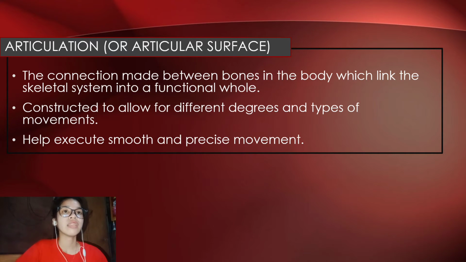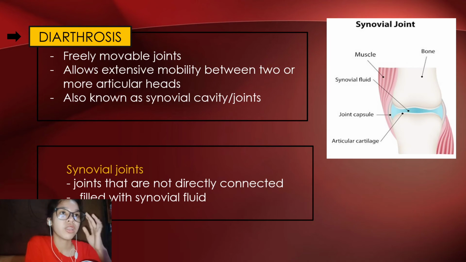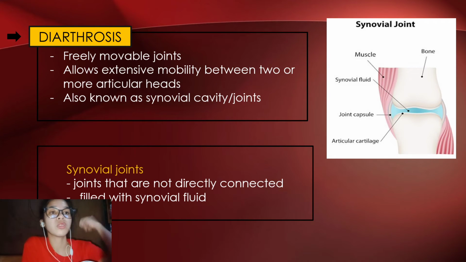So now, let us proceed to the three types of joints: diarthrosis, amphiarthrosis, and synarthrosis. First, diarthrosis. This is the freely movable joint, which allows extensive mobility between two or more articular heads, and it is also known as the synovial cavity joint. These are the joints we can see in our elbow, our wrist, our ankles, and our hips.